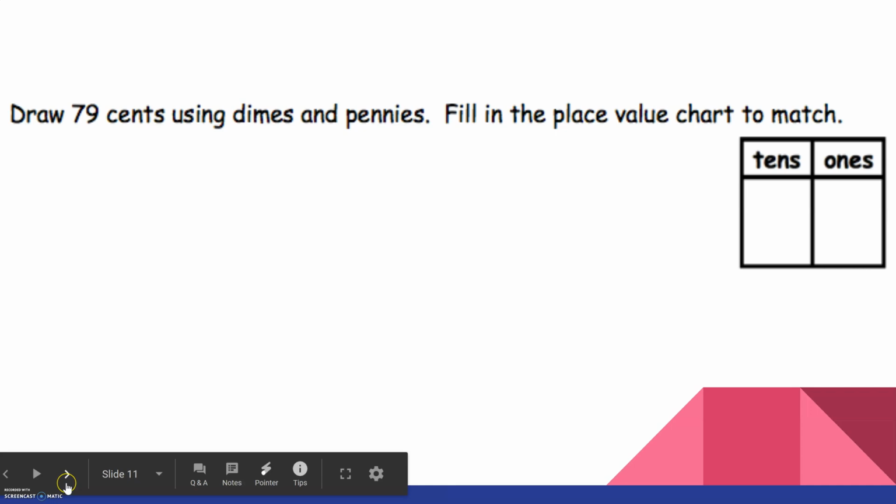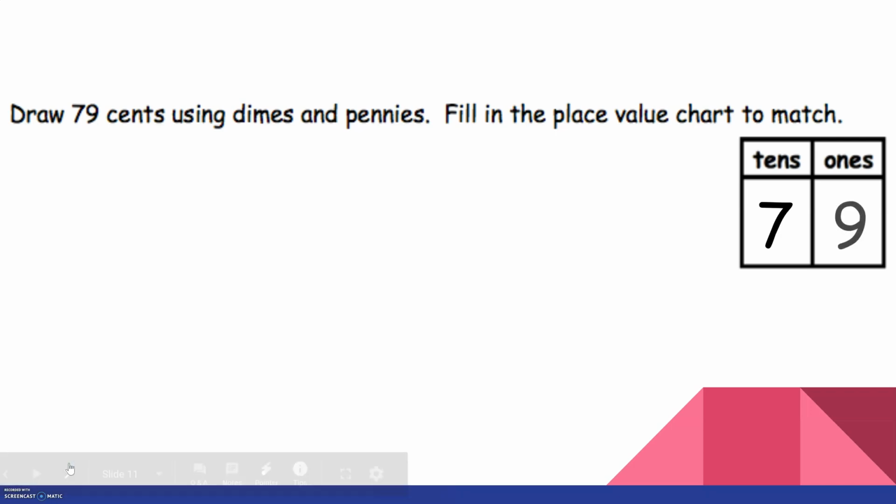Okay, so draw 79 cents using dimes and pennies. Fill in the place value chart to match. So in the number 79, how many tens are there? 7. And how many extra ones? 9. So how many dimes do we need? We should need 7, right? And how many pennies? 9.